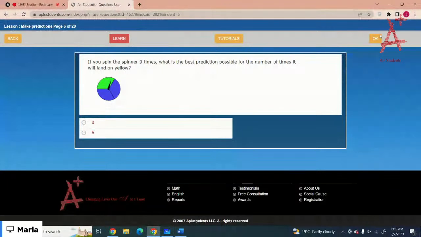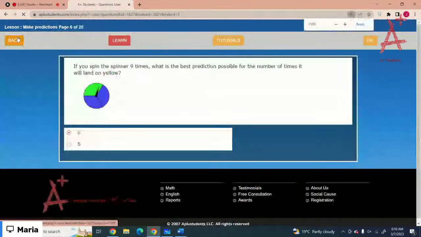If you spin the spinner 9 times, what is the best prediction possible for the number of times it will land on yellow? So, which is the correct option? Zero, because you don't have yellow color here. Got it? Okay, you can complete the test by yourself later today. Let me just move on to the next lesson.